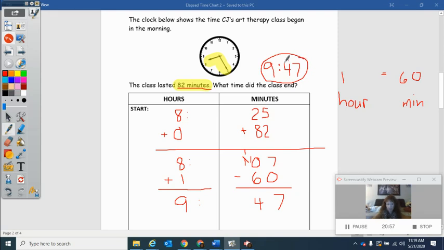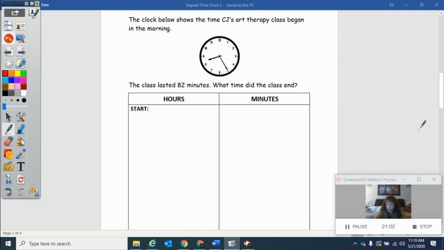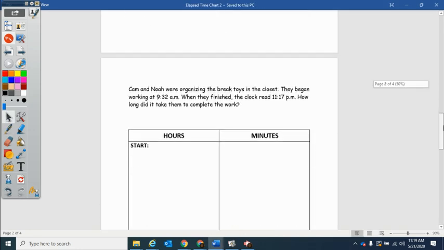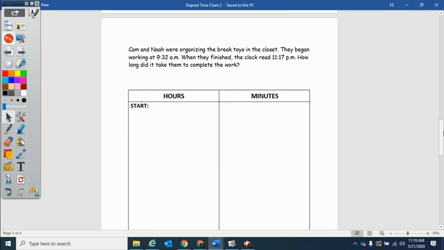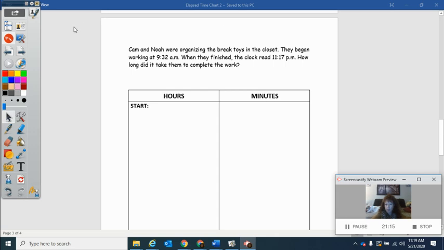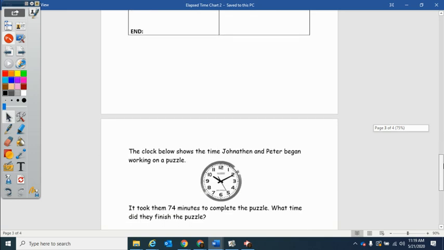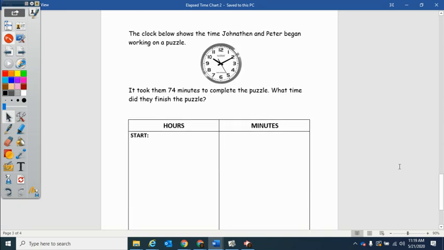Okay? All right. So I'm going to erase all this, and then you'll have 2 problems to complete that are almost the same, but just a little bit different. The different names, different numbers, same process. So you have one to complete on your own for this one, and then one that's similar to the one we just did with a clock, and you have to find the end time.